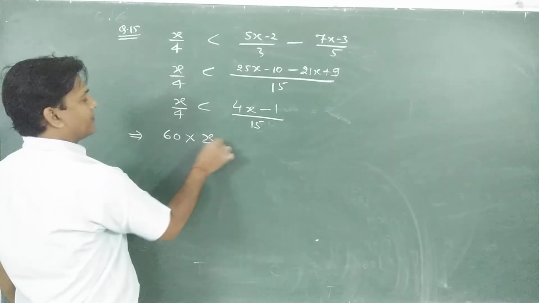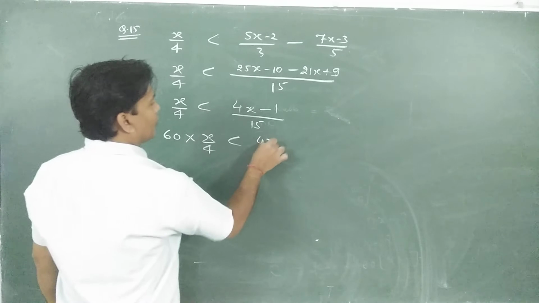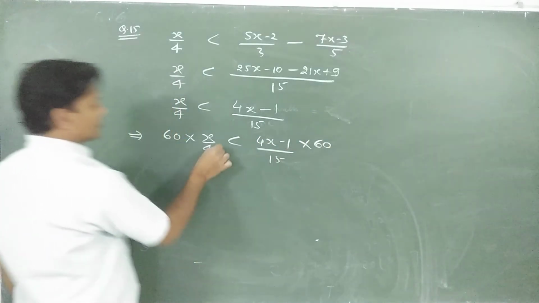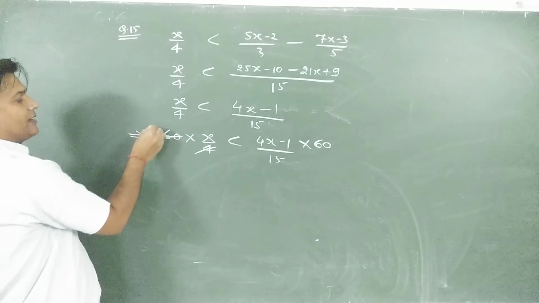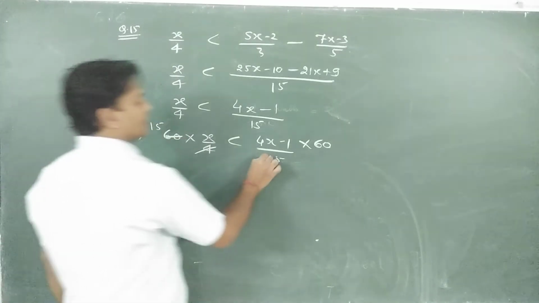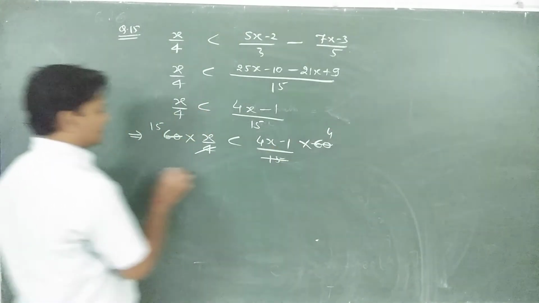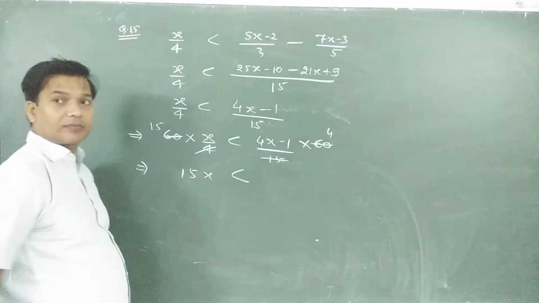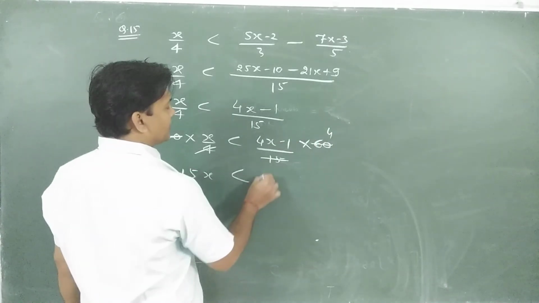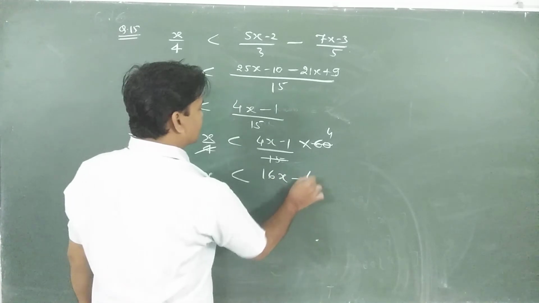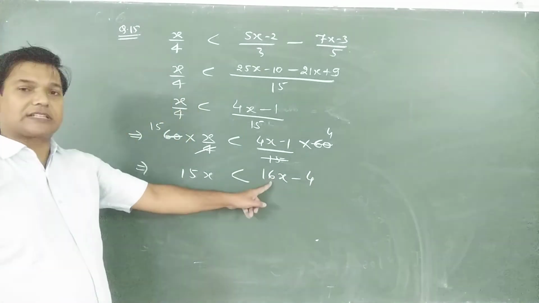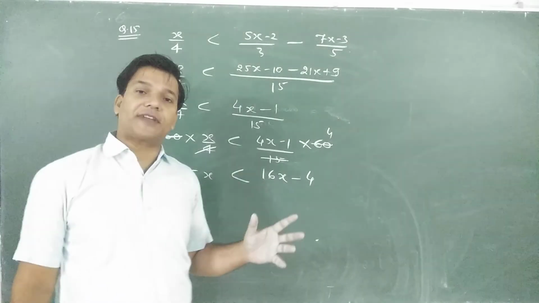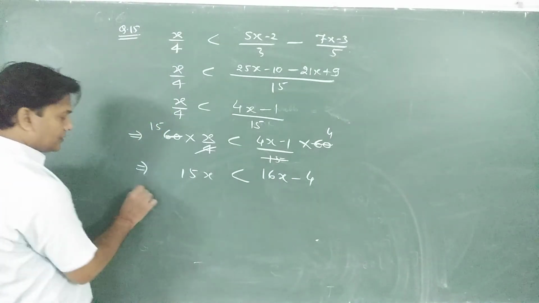60 into x by 4, and (4x minus 1) upon 15 into 60. So this 4 cancels this 60 fifteen times, and this 15 cancels it 4 times. So here is 15x. This 4 is multiplied by these two terms, 16x minus 4. Now this is the greater term, so we are subtracting 15x from both sides.